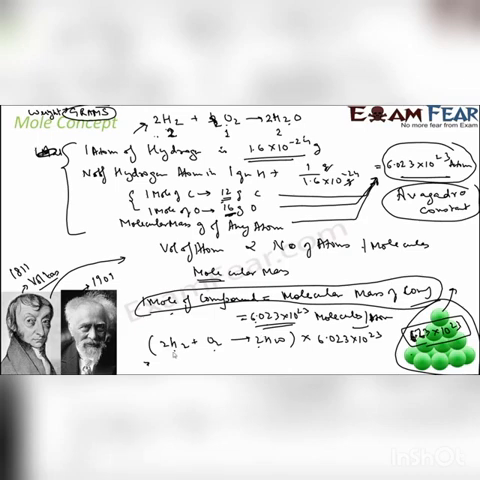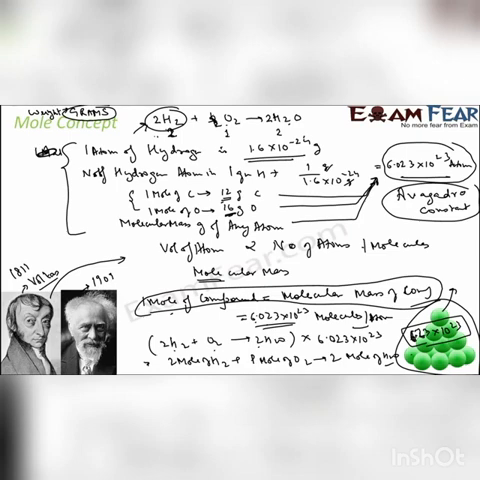So 2 into these many molecules is nothing but 2 moles of hydrogen, this into oxygen is 1 mole of oxygen, and this number into 2 molecules of water is nothing but 2 moles of water. So from the molecule view, we are now in the mole view. 2 moles of hydrogen will react with 1 mole of oxygen to give 2 moles of water.